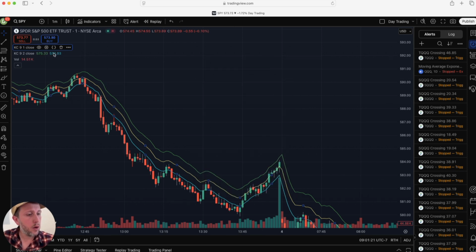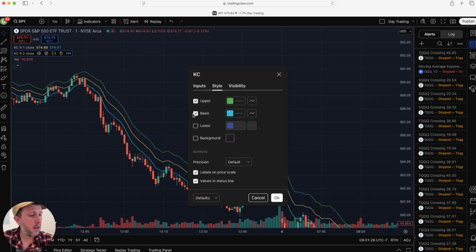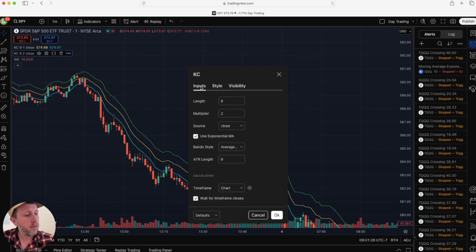For the other one, it's going to look very, very similar here. I have the lower band and the background turned off. My input is slightly different. Still have the length of 9, but I have 2 for the multiplier there. I'm also using the exponential moving average. You can take a screenshot of this and save the settings or whatever if you want.